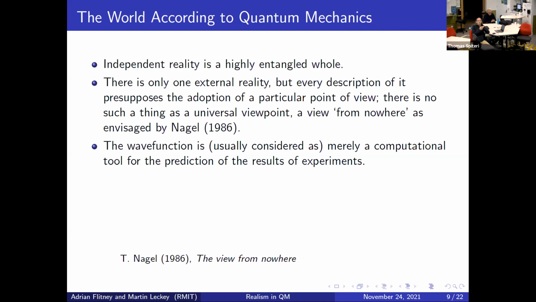We can agree that there's only one external reality, but our description of it will depend upon our point of view, in other words, what measuring apparatus we set up. So there's no such thing as this sort of universal or God's eye viewpoint, a view from nowhere, as Nagel says. And most people working in quantum physics will take the wave function as being merely a computational tool for the predictions of the results of experiments and not as a real thing in and of itself. Okay, next slide.